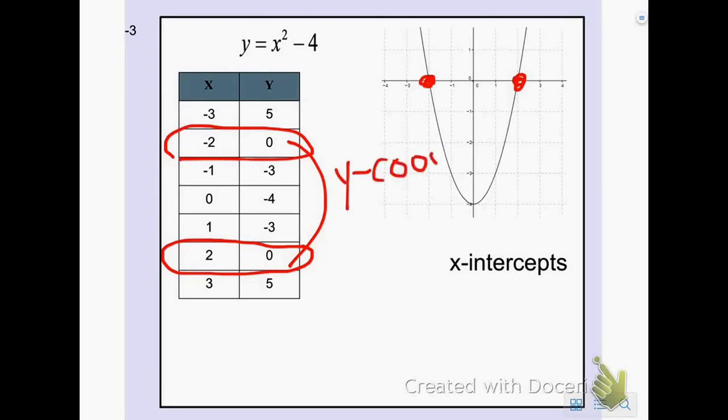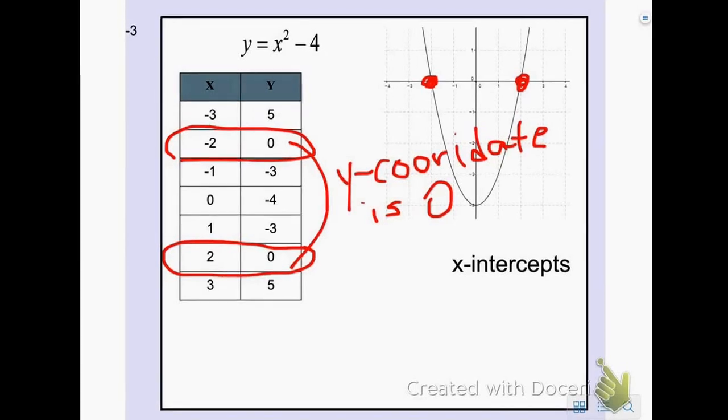That will always tell you that your x-intercept is those points. Your x-intercept always has a 0 as your y-coordinate. So you can look at the table and find the 0 in the y column, and those are your x-intercepts.